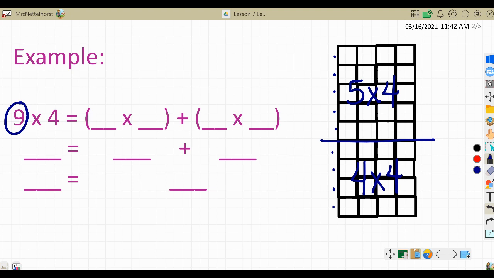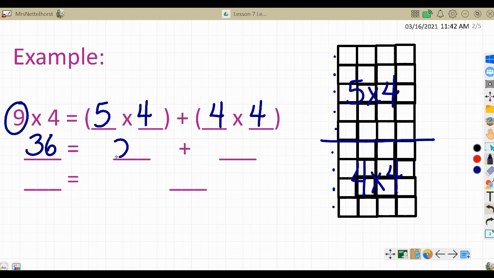So to write this mathematically, we take our first array, which is 5 rows of 4, and then we're going to add it to the other array, which is 4 rows of 4. So I can figure out the math on 9 times 4. I know that it's 36. So I'm going to put 36 down here. Now I'm going to multiply my two expressions first because they're in parentheses. Remember that the parentheses are the door into the problem. You go in through the parentheses.